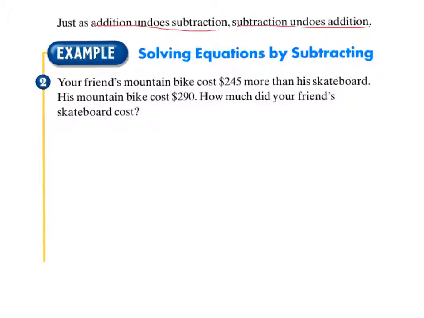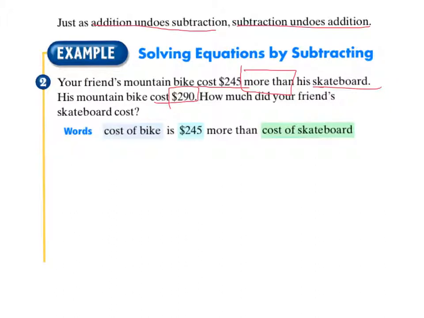Say your friend's mountain bike cost $245 more than his skateboard. His mountain bike costs $290. So how much did your friend's skateboard cost? So first let's look at the words. We have the cost of the bike is $245 more than the cost of the skateboard.